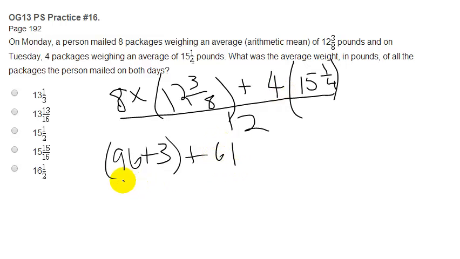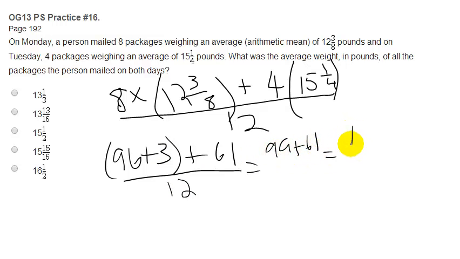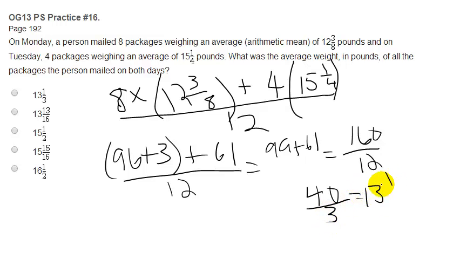So you just add this together, divided by 12, that's essentially 99 plus 61, which is 160, divided by 12, that's basically 40 over 3, and that's 13 and 1/3. That would be answer choice A.